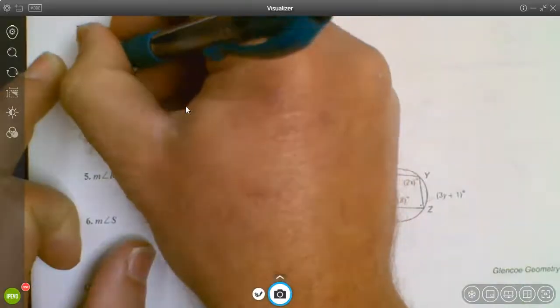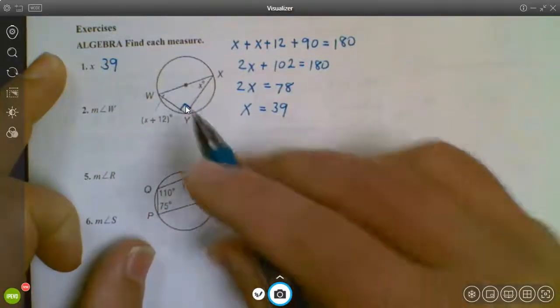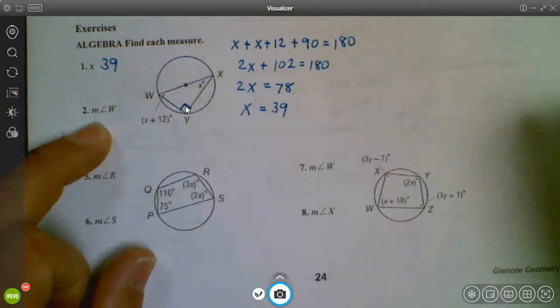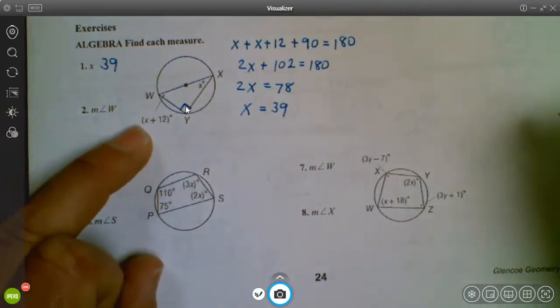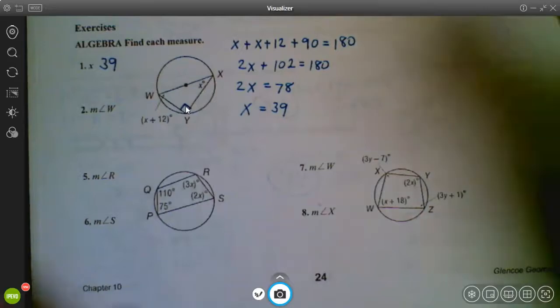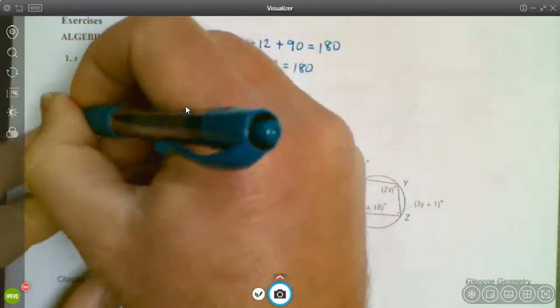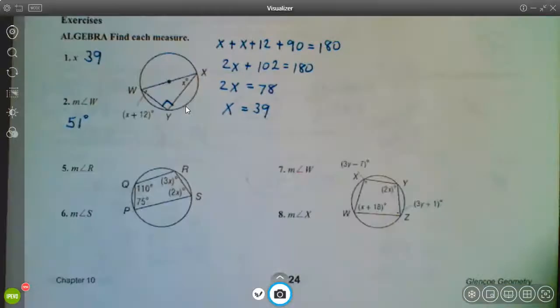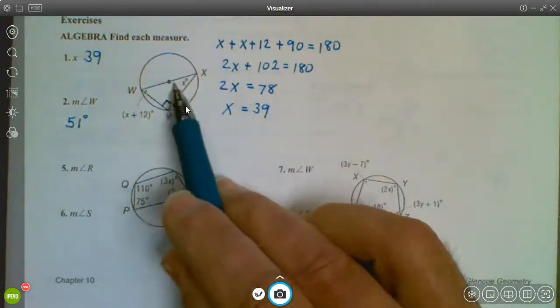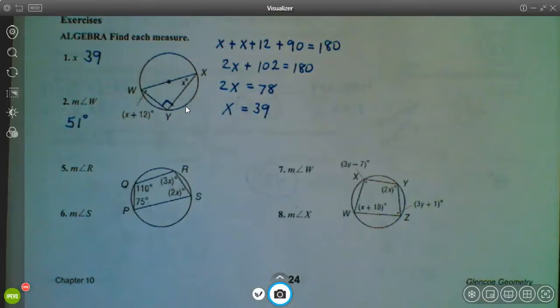All right, so the first thing they asked for was solve for x. We just figured out that it's 39 degrees. So what now is the measure of angle W? Well, W is x plus 12. So if we take our 39 and add 12 to that, then 51 is the measure of angle W. So this is one way that first rule can get used in working with right triangles inscribed in a circle.